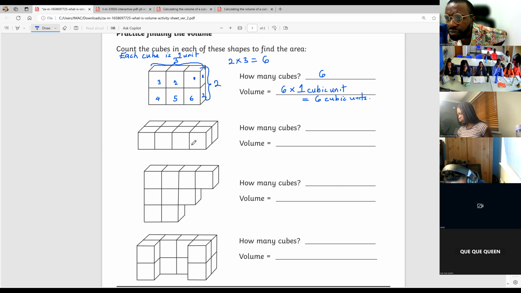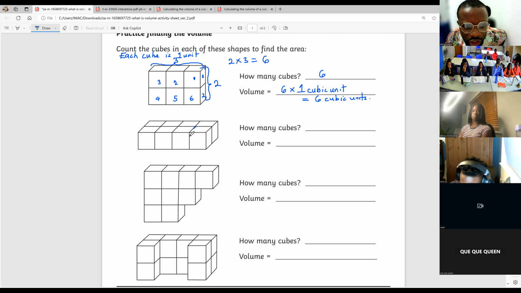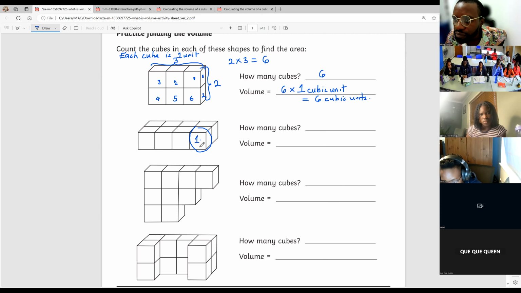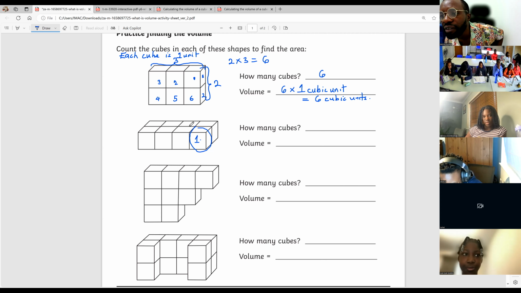So technically, if there were 4 cubes, would you times it by 1? Wouldn't that be 4? Yes, since each of these cubes is 1 unit. So let's assume each of the cubes is 2 cm cube. If each of the cubes is 2 cm cube, then the volume of the entire 3D shape will be 2 times the number of cubes.